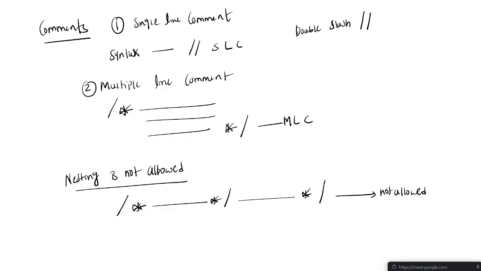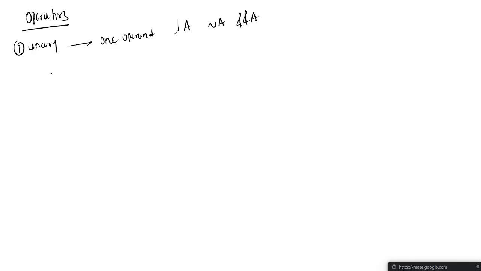So next you have operators. Operators we'll discuss separately, but just remember them. You have the unary operator. Unary operator means what? You have only one operand, like not of A, and of A. This is nothing but a unary operator. And next you have the binary operator. Binary operator means you have two operands. Here you have like A bitwise and B, A bitwise or B, like this.